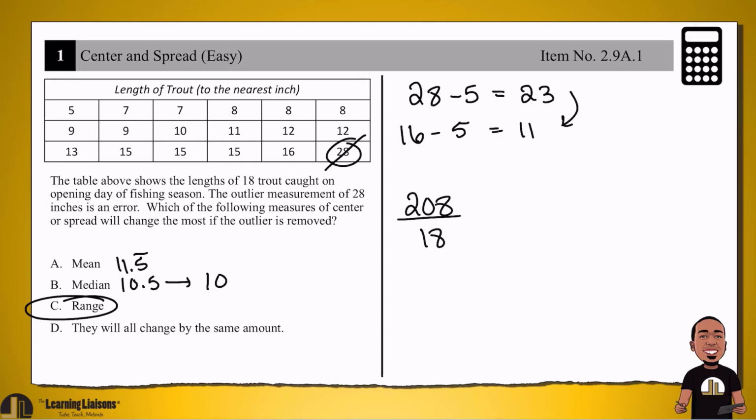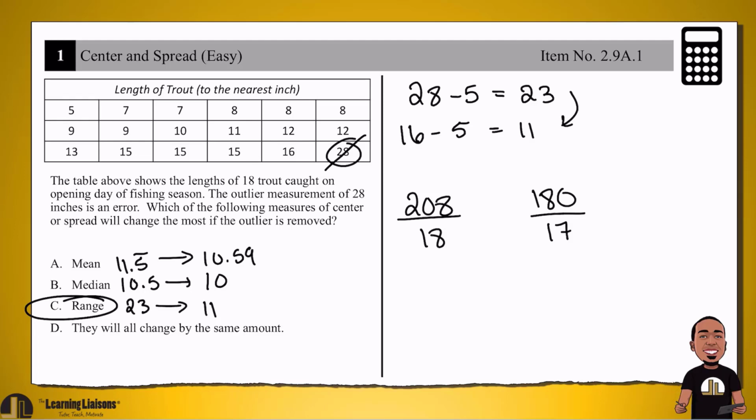But the change that happens is, if we take the 28 out, now we're dealing with 180 as the total, and we have 17 numbers to deal with. So 180 divided by 17 is about 10.59. So notice your mean and median don't really change that much at all, but your range goes from 23 to 11. Biggest change.